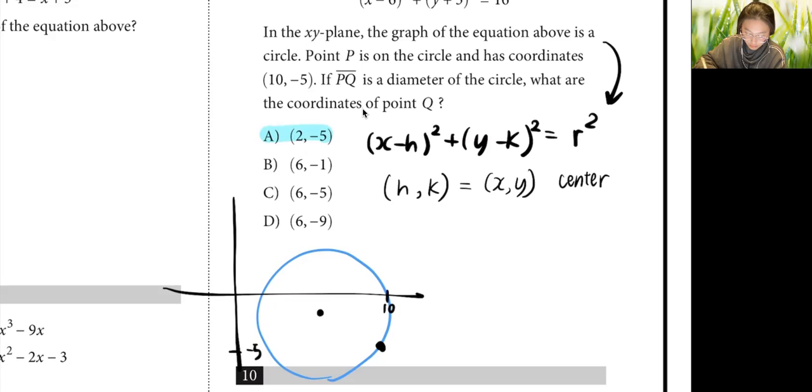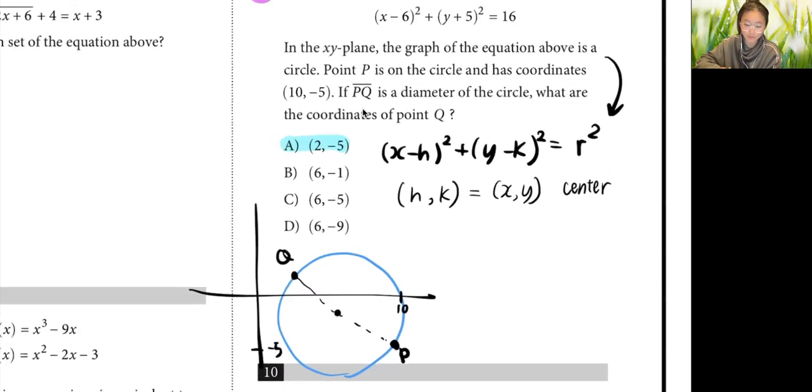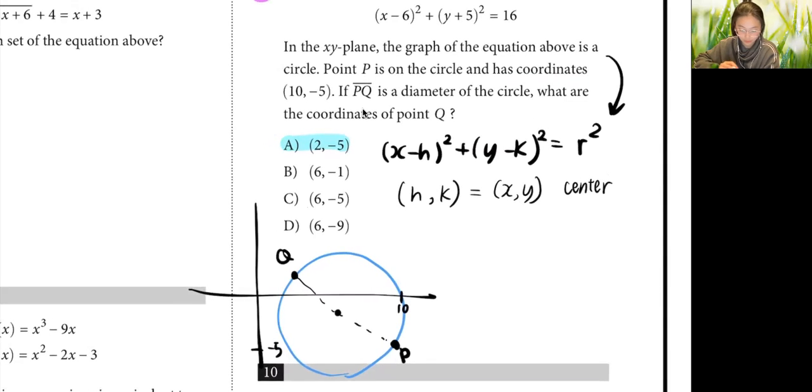What are the coordinates of Q? So this is P, right? We want to know what Q is. It's a diameter, so it must go straight from P. So this point right here should be it, right? But then we can't just make assumptions in this case. So we need to find our center of the circle first.